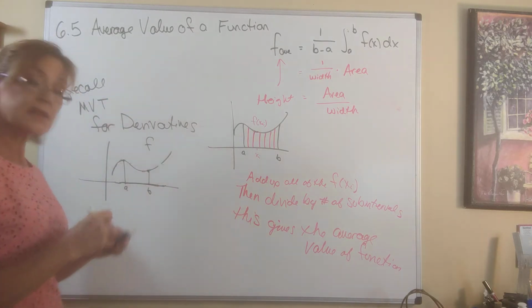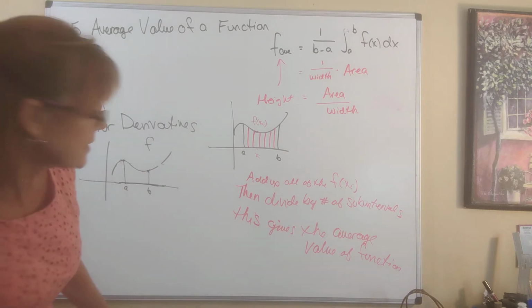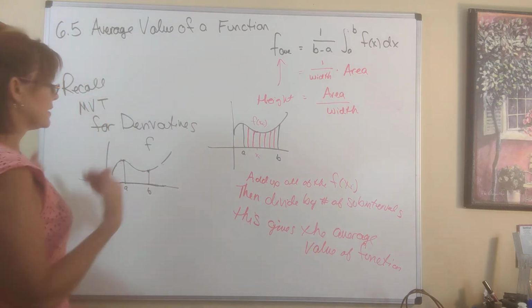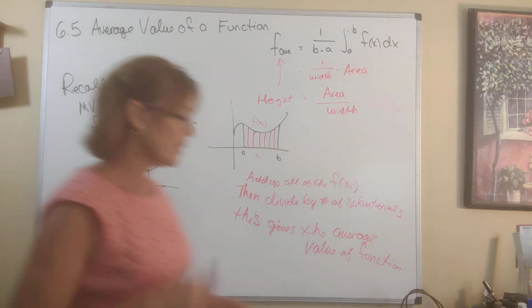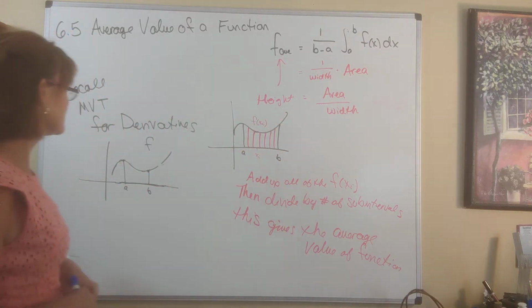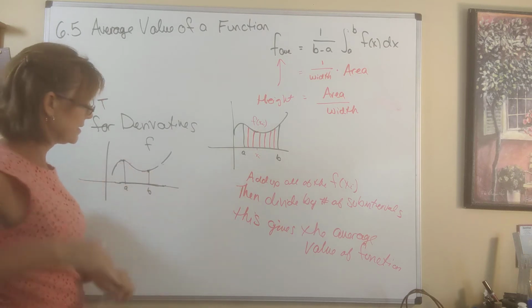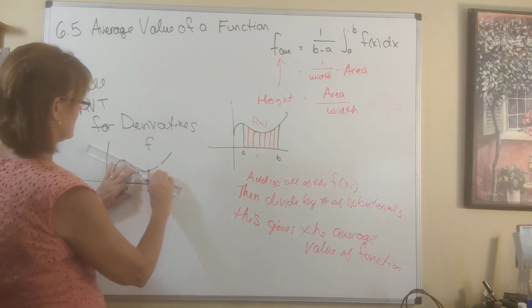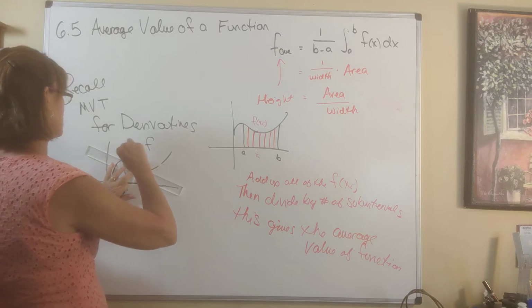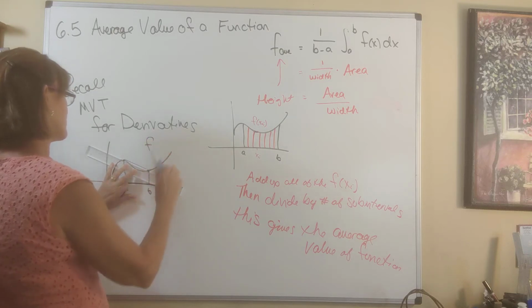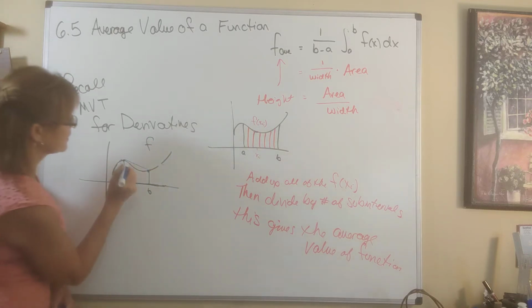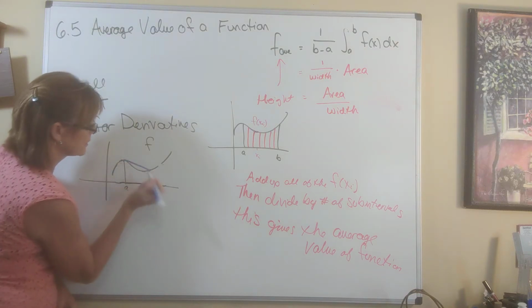Okay, so for this case, the qualifications to meet the mean value theorem are still there. We have a continuous function that's differentiable on a closed interval. So this right here would be my secant line in this case between A and B. So if I draw that guy, okay. So that means it didn't quite make it, did it? All right. It just still didn't.